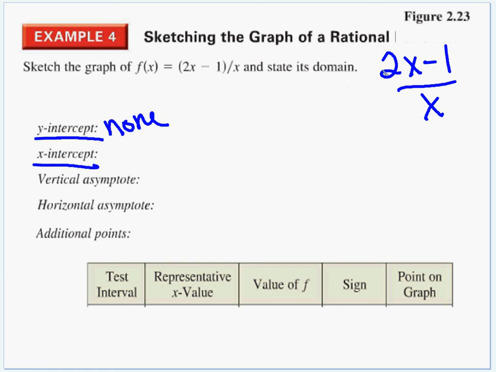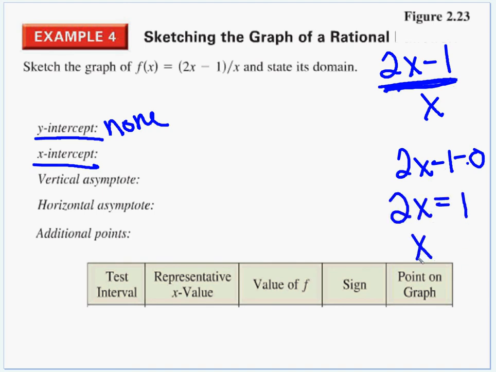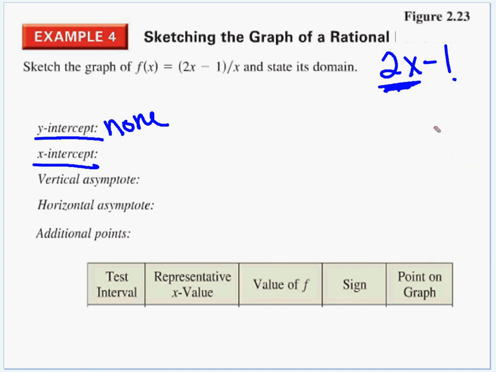X-intercepts: set the numerator equal to 0. So that's 2x minus 1 equal to 0. Add 1 to both sides. 2x equals 1. Divide by 2. X is 1/2 for our x-intercept.